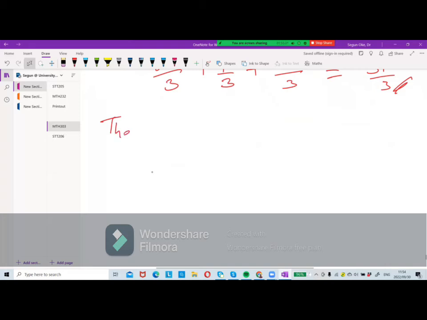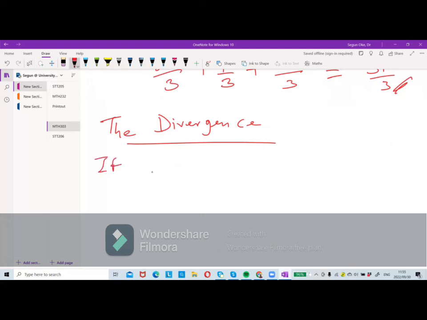Let's continue. The divergence. I'll just solve one question on this, then we'll go to the curl, then we call it a day. So the divergence is just, if A is equal to this, all you need is differentiation. If you know how to differentiate, you can pass this course excellently. You don't need any stress. Differentiation, integration, because we are moving towards integration now.